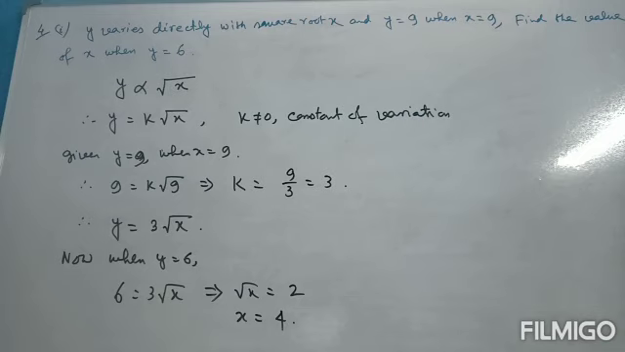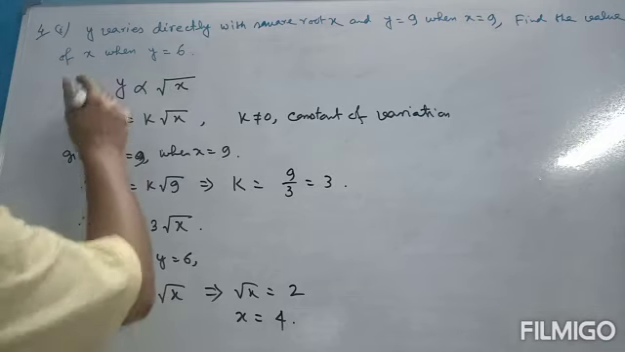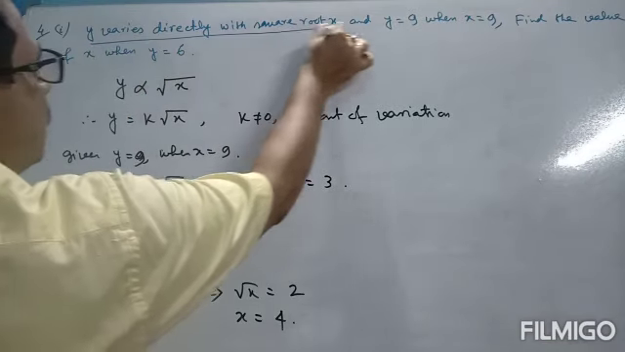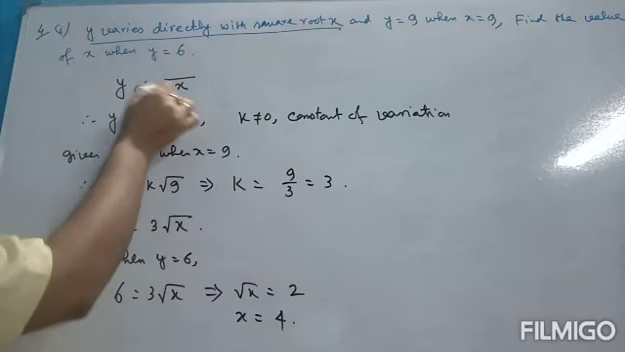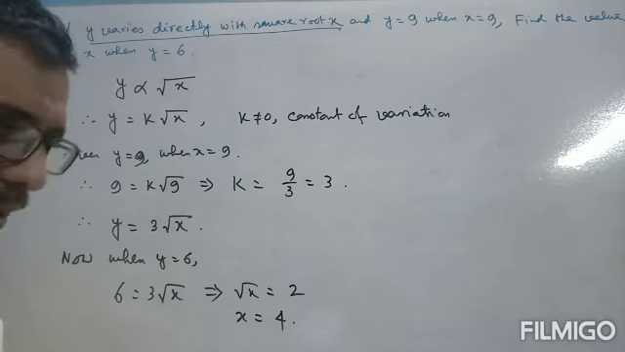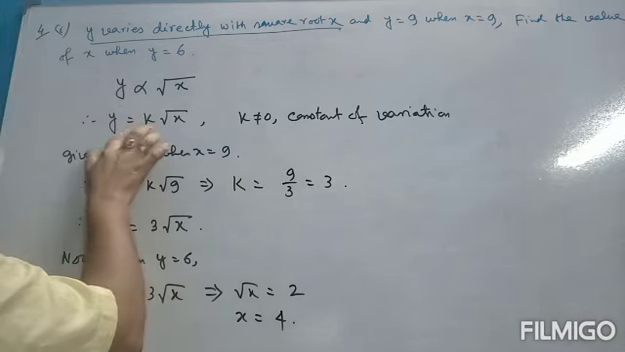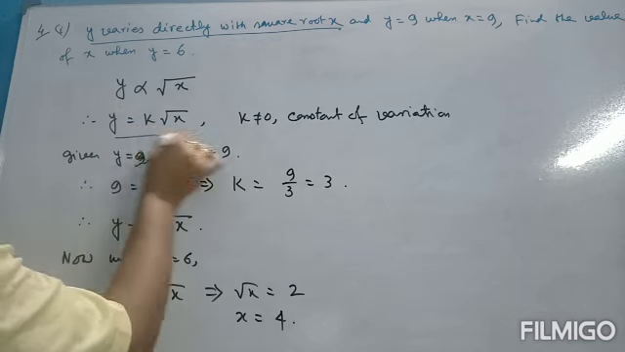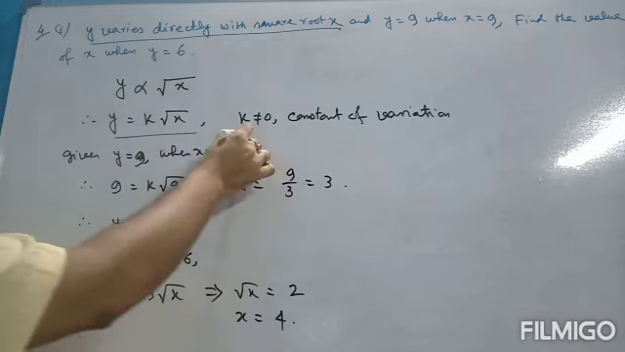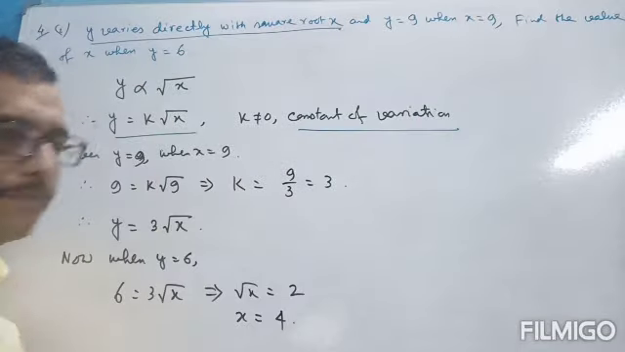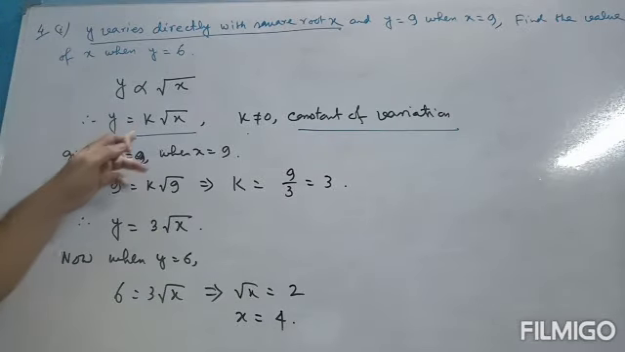It is given that y varies directly with square root of x. So y varies as root x. Here we take positive square root. No problem at all if we take negative. So y is equal to some constant into root x, k not equal to 0 obviously, and k is known as the constant of variation. Y is equal to k root x.